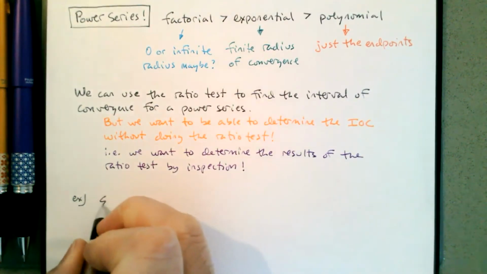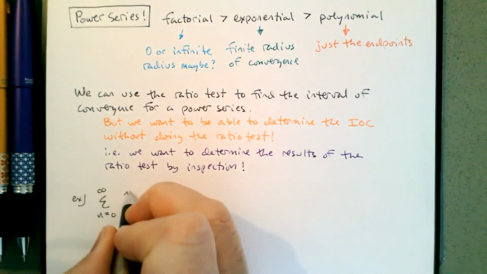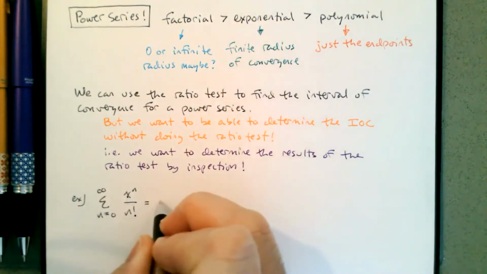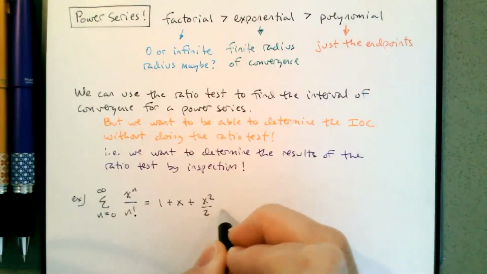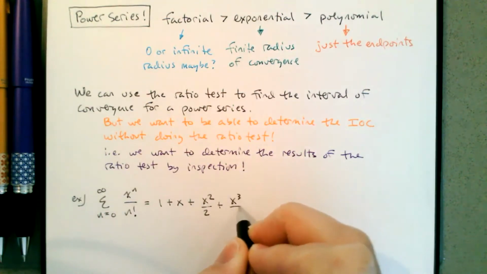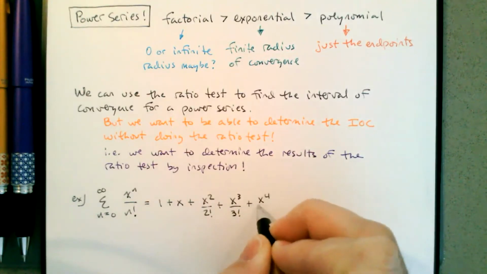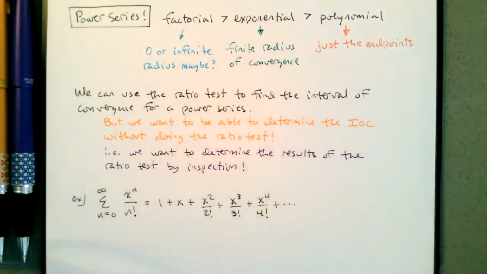So let's consider the series, n goes from 0 to infinity, of x to the n over n factorial. So that'll be 1 plus x plus x squared over 2 plus x cubed over 3 factorial plus x to the 4th over 4 factorial, and so on. We're trying to build an intuition for what's going on.